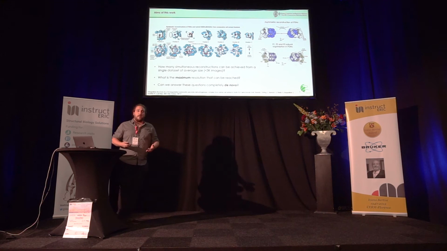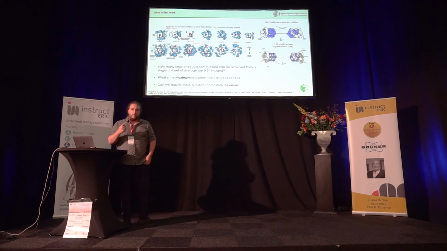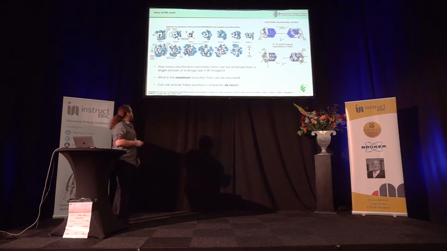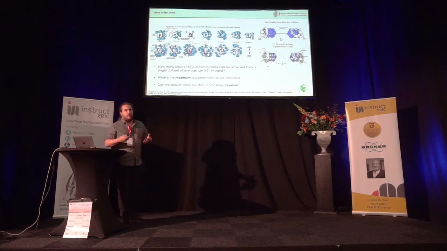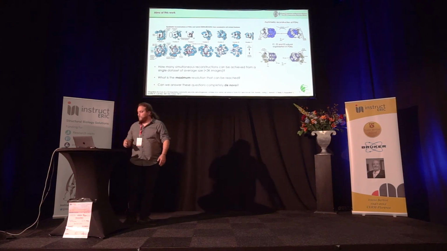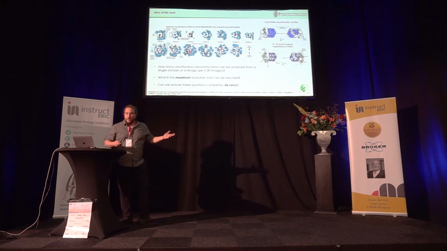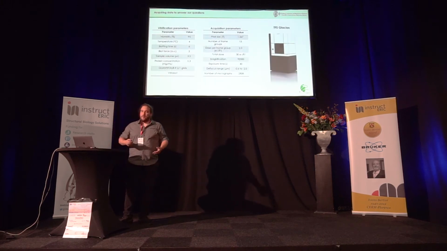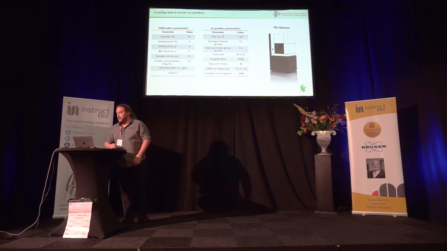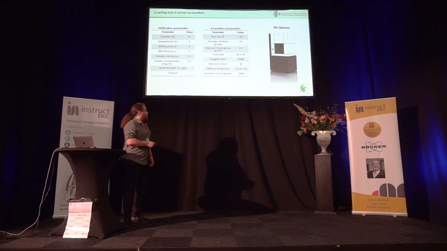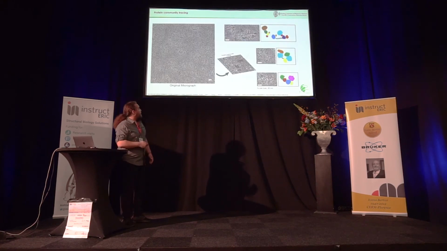How many complexes can we reconstruct and characterize from a single dataset containing less than 3,000 parametric images? What is the maximum resolution we can reach for this? And can we achieve this de novo with minimum personal interference? To answer these questions, we went to our in-house Glacios, which has been working for us quite well, and we acquired the dataset, as I said, of less than 3,000 images, 2,100 to be exact.